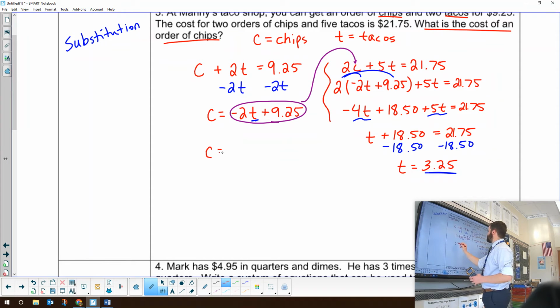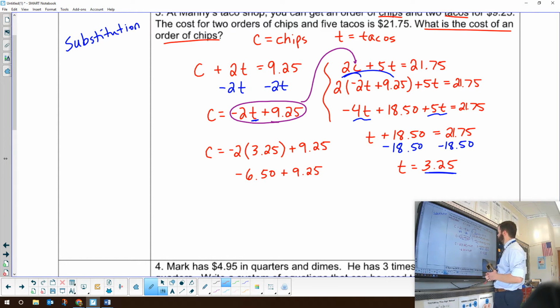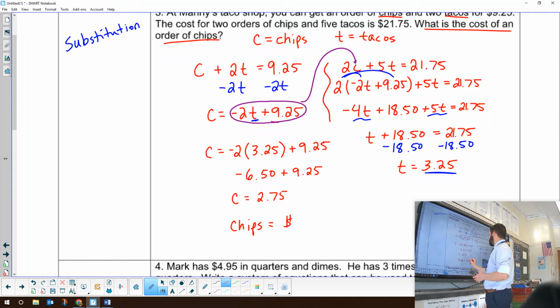And so we're going to get C equals -2 times $3.25 plus $9.25. Well, -2 times that's going to be -6.50 plus $9.25. We're going to end up with an order of chips costs $2.75. Okay, so chips are $2.75.